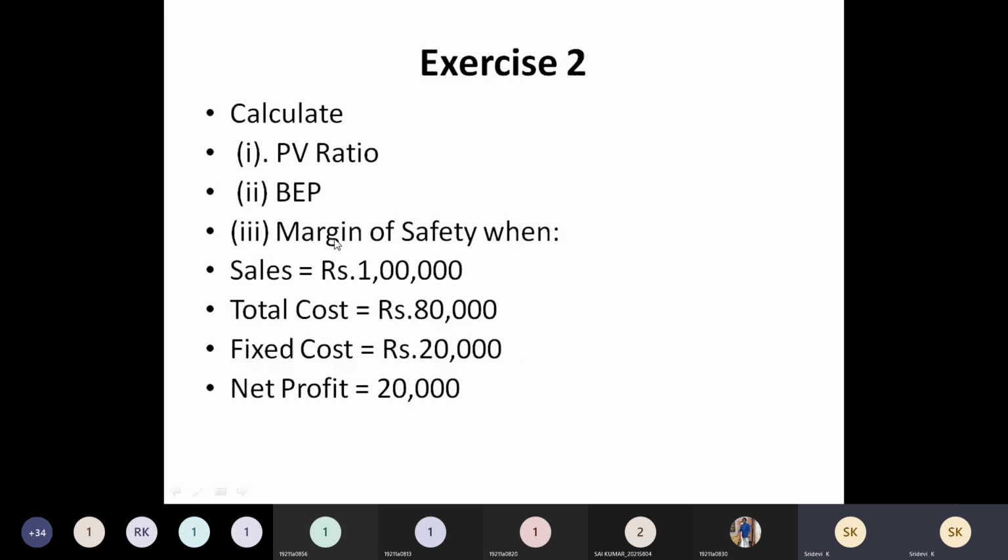So here you can see that one information is missing. What is missing here? Total variable cost is missing. Instead of that, total cost is given. Okay. So how to do that? Let us see. First of all, I'm going to take the calci first.